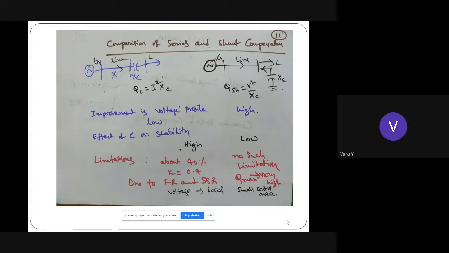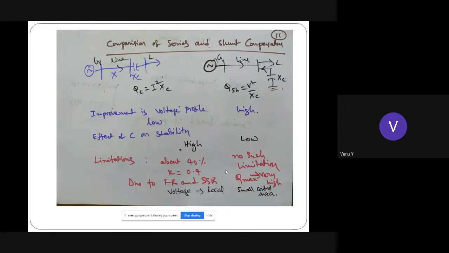Right. So like that, you can understand the concepts and compare both the compensators. This is also a very important question. Not only these highlighted points, you can add some more points and write them in the examinations, if the question appears to compare the series and shunt compensators in different aspects.